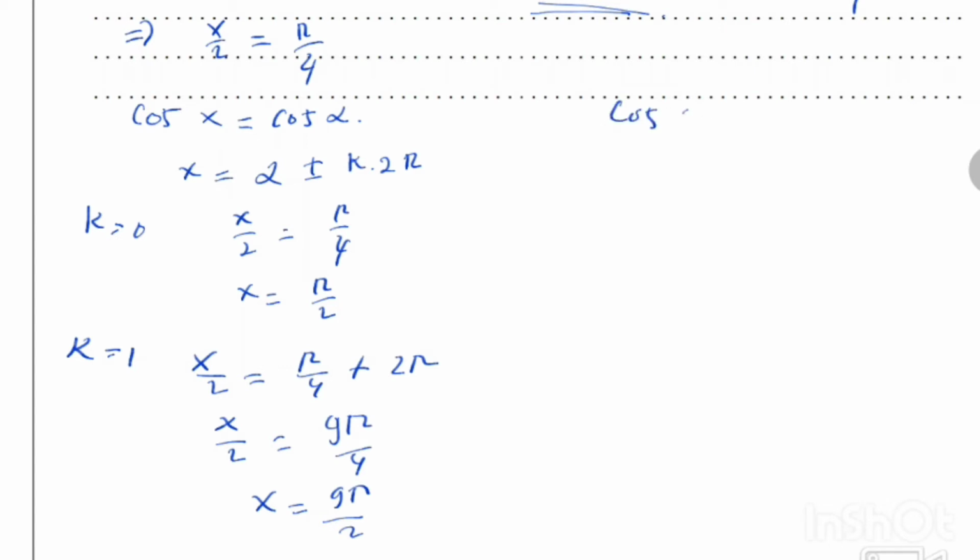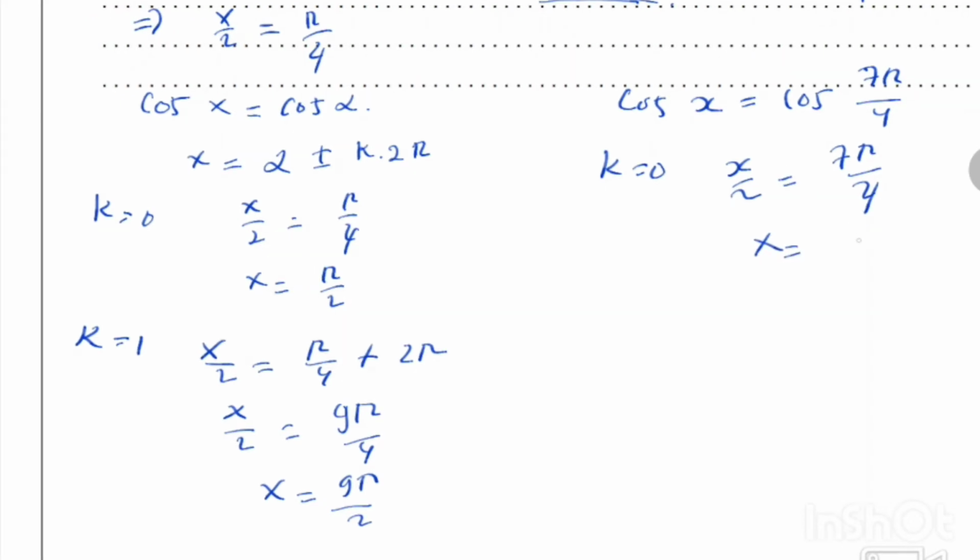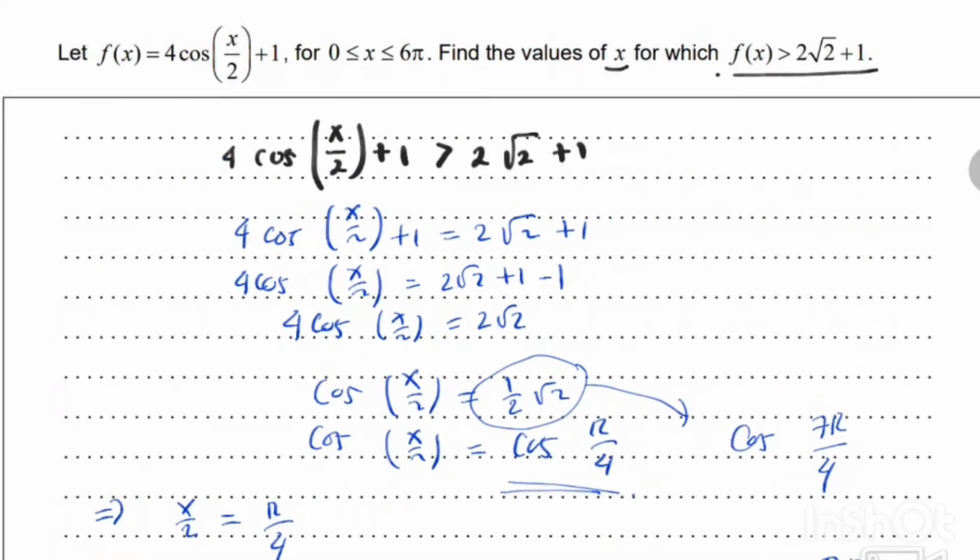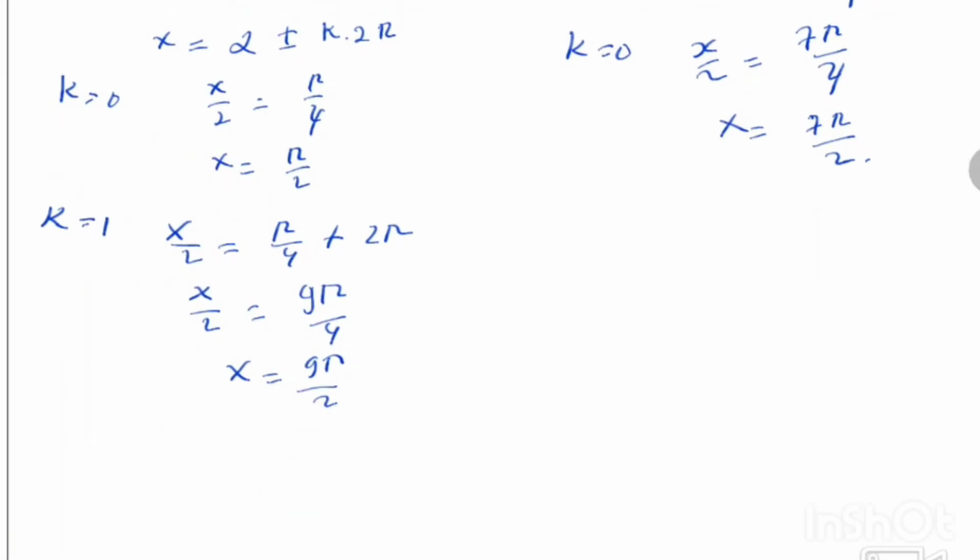Now when cos x equals cos 7 pi over 4, when k equals 0, our x over 2 equals 7 pi over 4, then our x equals 7 pi over 2. Now you could put k equals 1, but look at the domain here: x must be greater than 0 and less than or equal to 6 pi. So you don't need to put k equals 1.